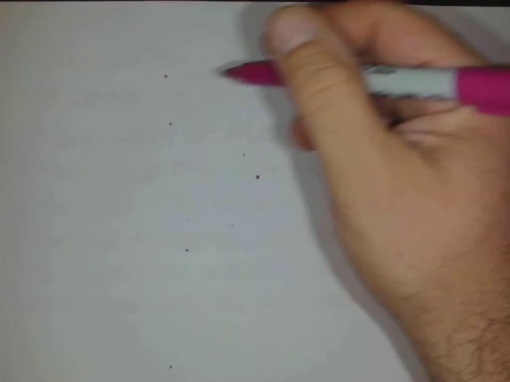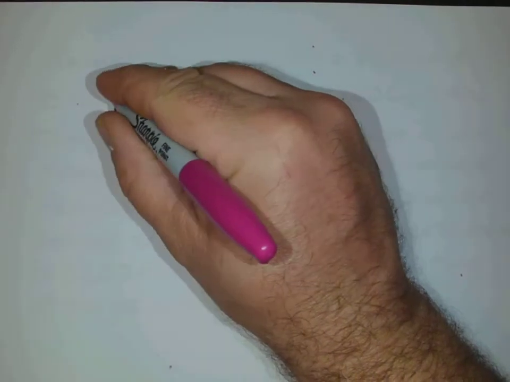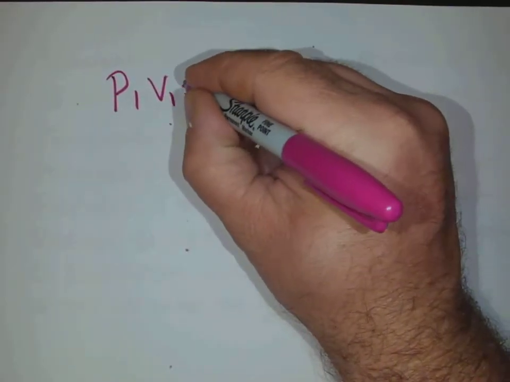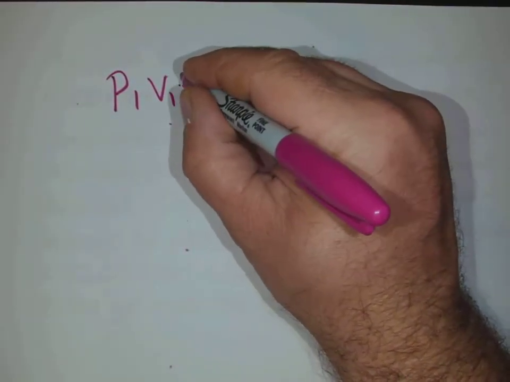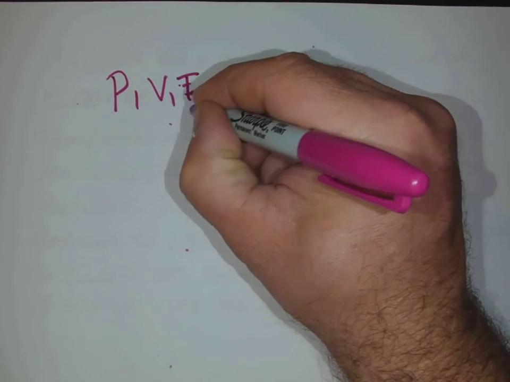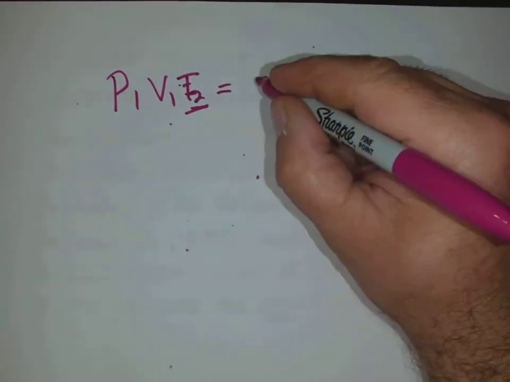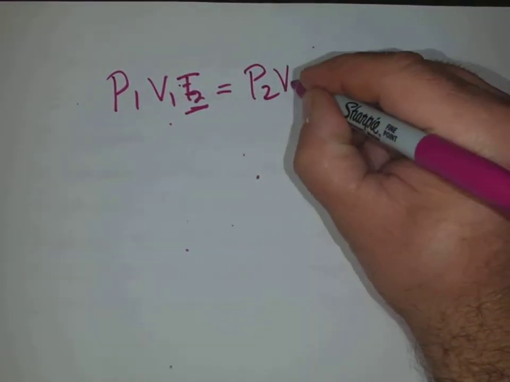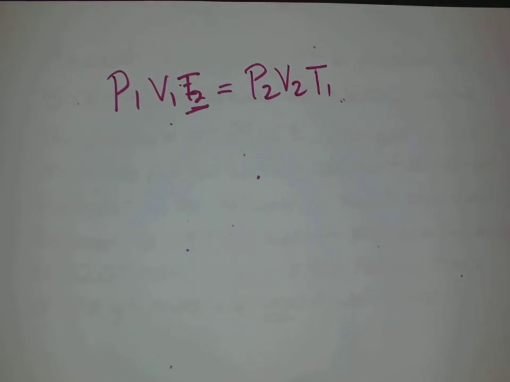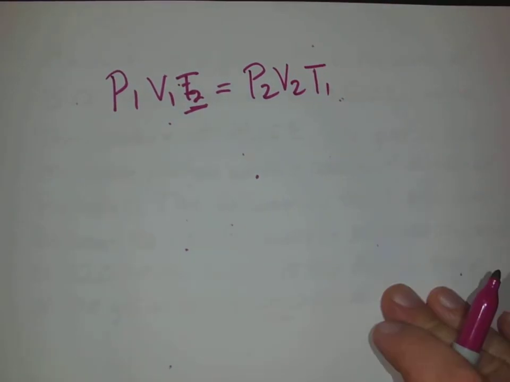We get a clean sheet of paper. I guess I could write on this one. Again, P1 V1 times T2 equals P2 V2 times T1. Okay, so what would a typical combination gas law problem look like?